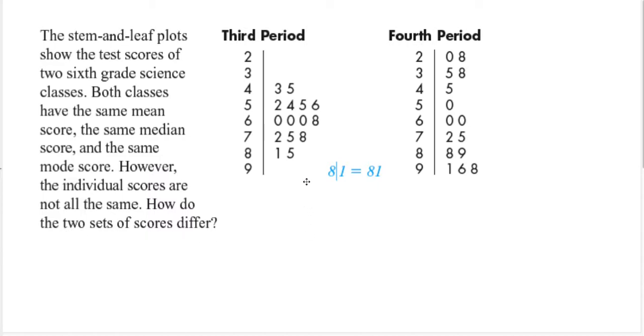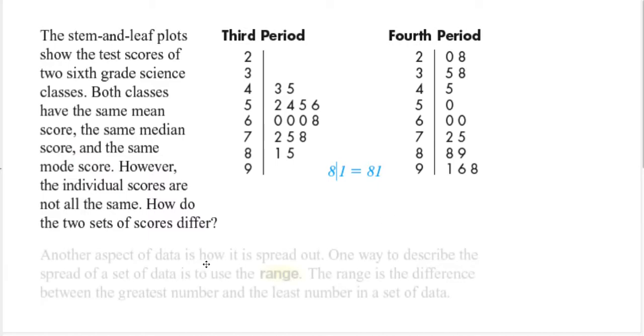Basically what it's saying is this. If you compute for the mean, both of them will have the same mean. If you look at the median, they will have the same median, and they will also have the same mode. But if you notice, the third and fourth periods don't have the same set of data. So how will they differ? There's another way to find out.